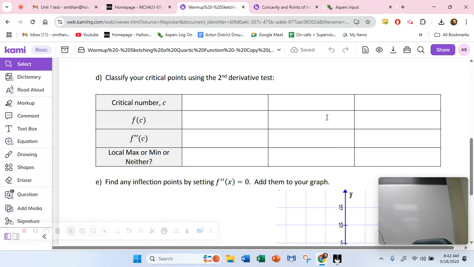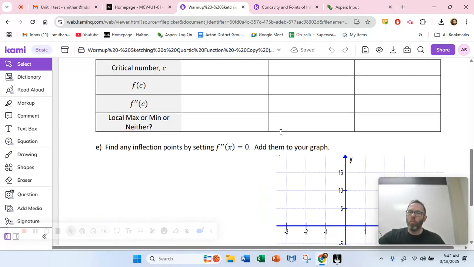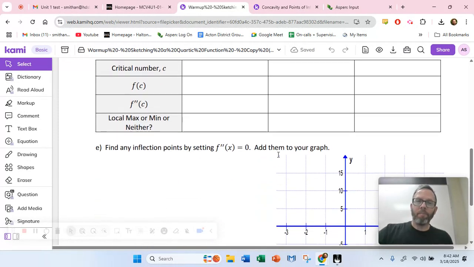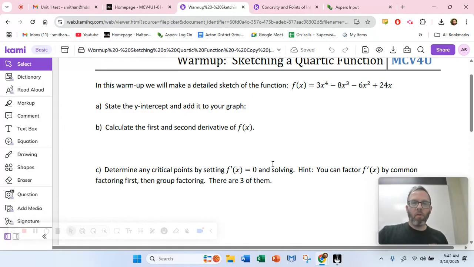What we have to investigate later today is if the second derivative is zero, we have to look at what happens there, because sometimes many different things can happen. And then we'll find some inflection points as well. So I'll give you a little more of a head start.